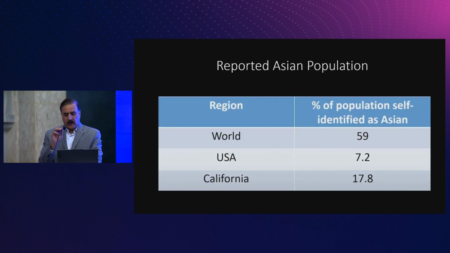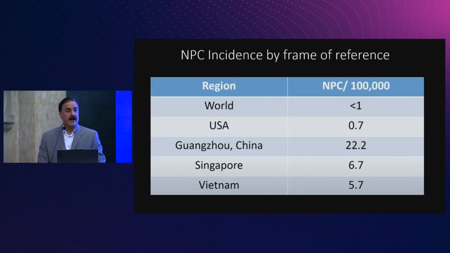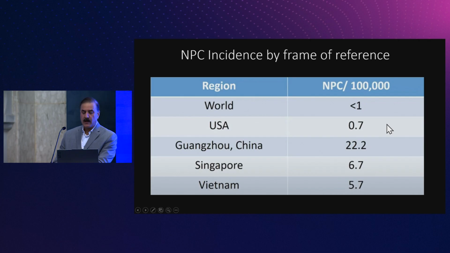If you look at the world population overall, the Asian population is about 59%. In the US, it's about 7.2%, and in the state of California, it's about 17.8%. So why is that important? Nasopharyngeal carcinoma is more commonly seen in people of Asian descent, especially Far East Asia. As you can see from this slide, the most common areas where you would see nasopharyngeal carcinoma are China, Singapore, and Vietnam. Overall in the world, it's less than 1%, and in the US, it's even lower, 0.7%.